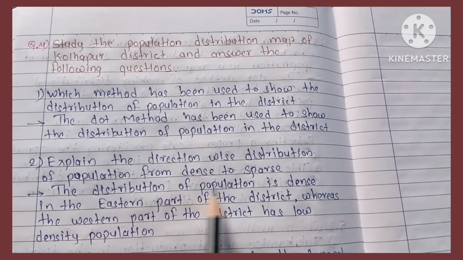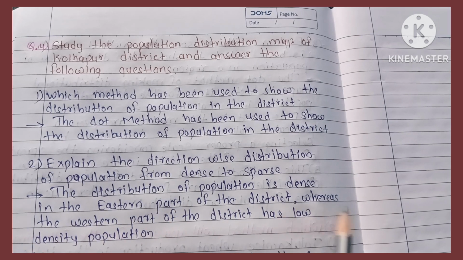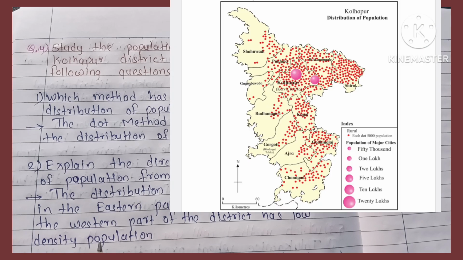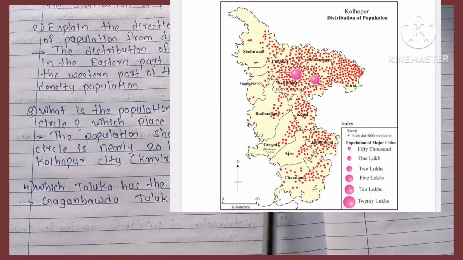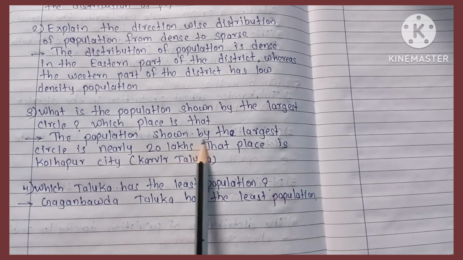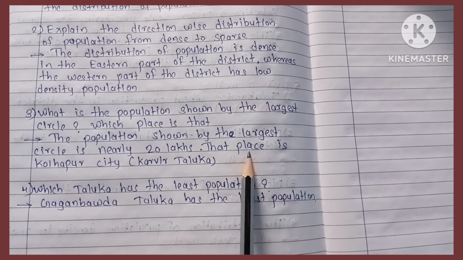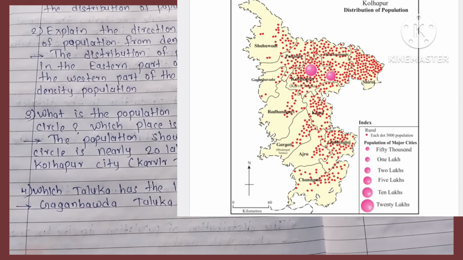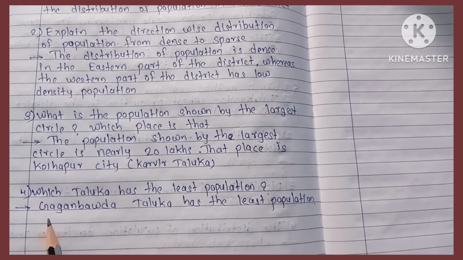Answer: Distribution of population is dense in the eastern part of the district, whereas the western part of the district has low density population. Next, what is the population shown by the largest circle? Which place is that? The population shown by the largest circle is nearly 20 lakhs. That place is Kolhapur city, Karveer taluka. Next, which taluka has the least population?